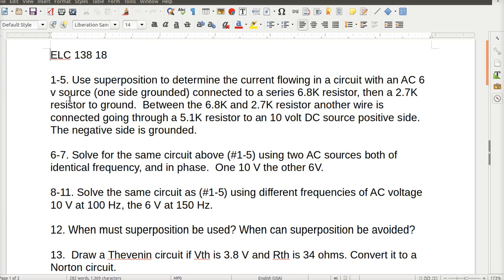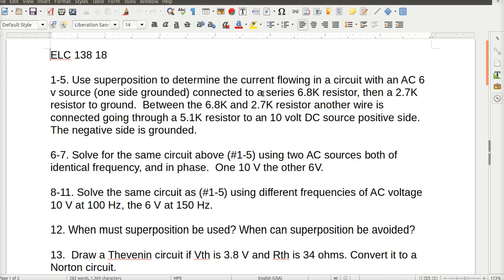So I've got an AC 6-volt source, and the other thing about AC is usually you're given a frequency. If you're not, consider it to be 60 Hertz, because that's the most common frequency you'll see. At least that's my take on it. Other instructors may differ. So make sure you ask, if you don't see a frequency, what their policy is.